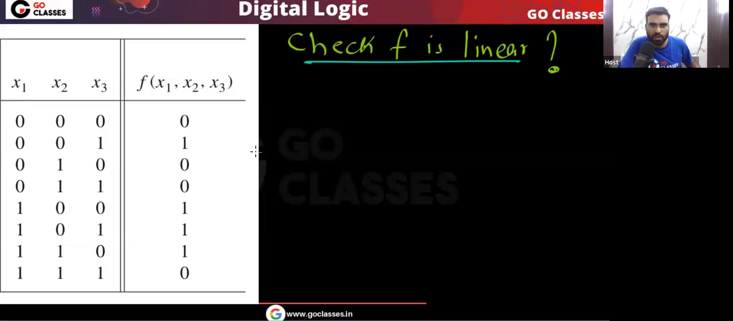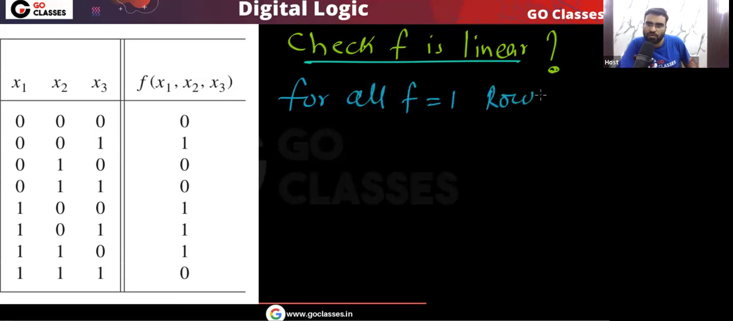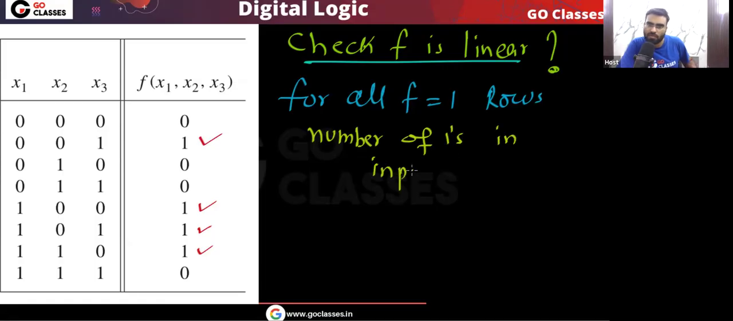Okay, so now you tell me, for all f equal to 1 rows, where are f equal to 1 rows? These are f equal to 1 rows. For f equal to 1 rows, what is the number of ones in the input? See, for all f equal to 1 rows, here number of ones is odd. Here number of ones is odd.